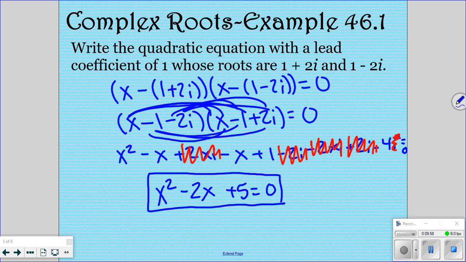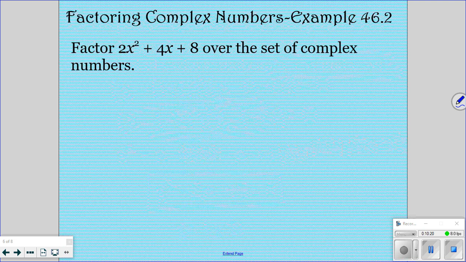Obviously, x squared minus 2x plus 5 doesn't factor, but if you use the quadratic formula to solve this equation, you would get x equals 1 plus or minus 2i, because that's what they told you your roots were. So if you want to check it, just use your quadratic formula, and that would give you what they started with.